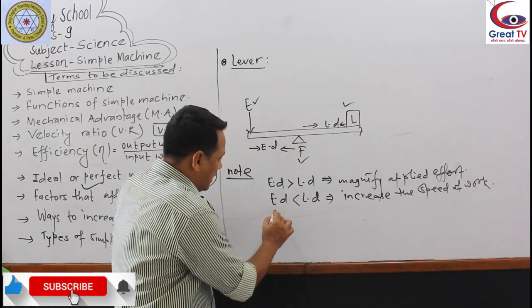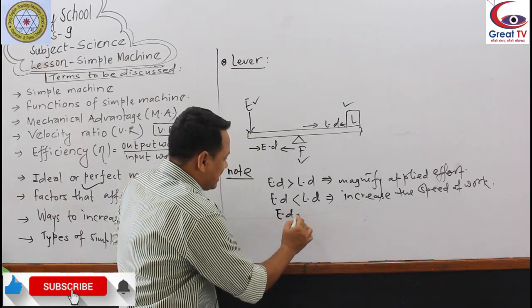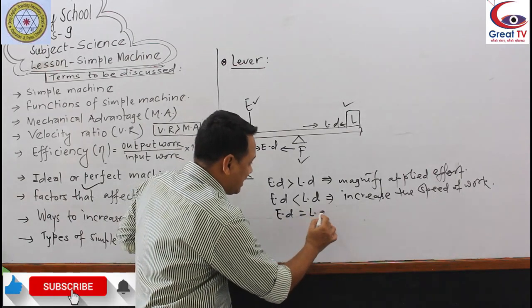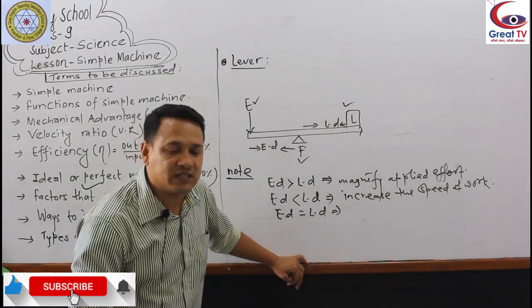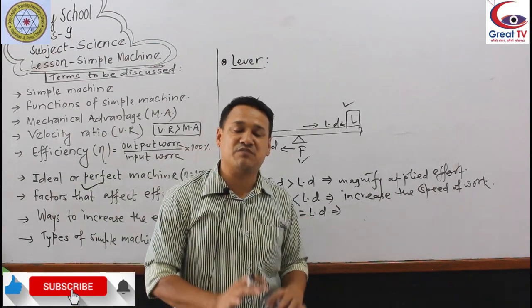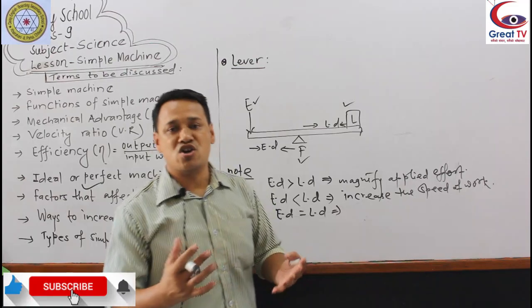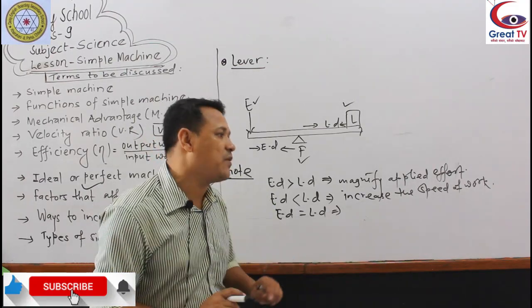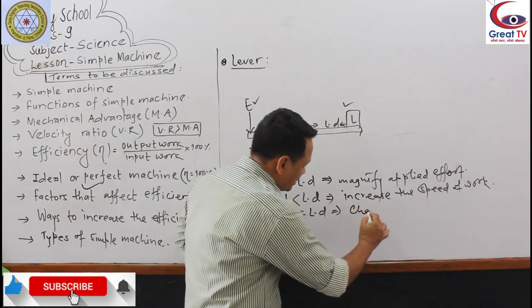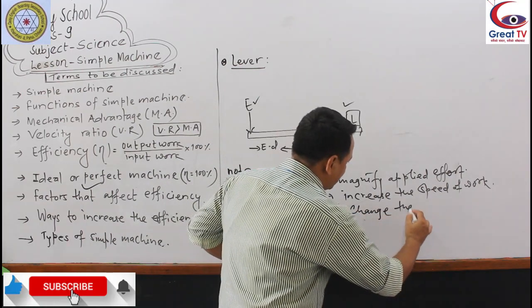If ED and LD are equal, then such a machine neither magnifies the applied effort nor increases the speed of work. It just helps to change the direction of the applied effort. Change the direction of force.